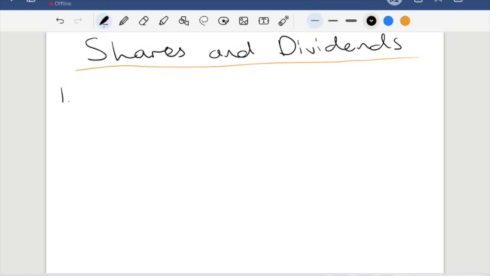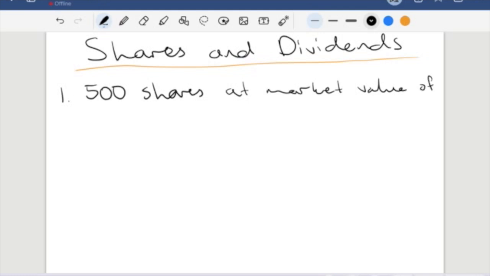So the first type of question you're going to encounter is calculating the cost of shares if you want to purchase a certain amount of shares at a certain price. So let's say someone wanted to buy 500 shares at a market value of $6.80 each.